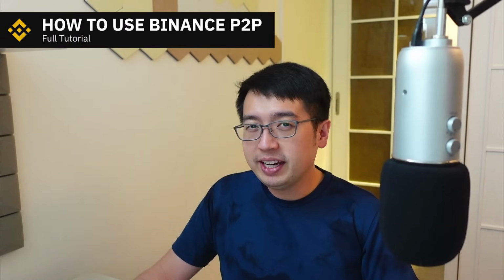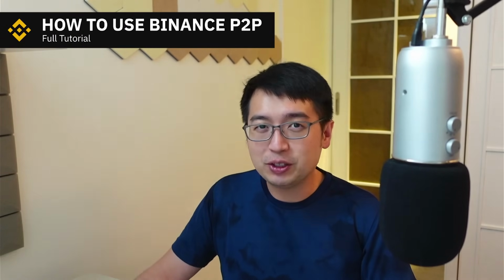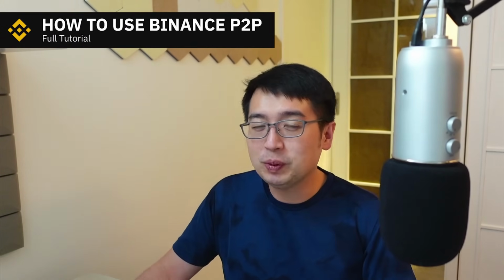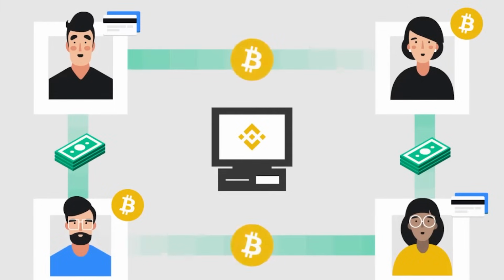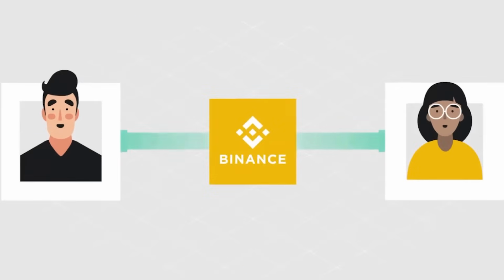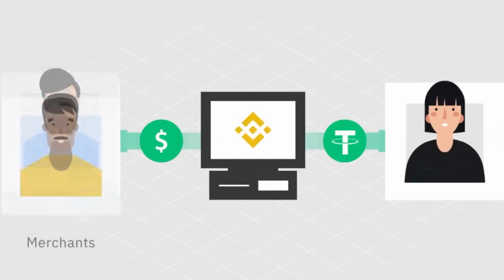How to use Binance P2P. That's peer-to-peer or person-to-person. You would be trading crypto directly with another person. So Binance would act as the escrow service, holding that crypto until the transfer is completed between bank accounts. And in this video, we're gonna walk through that entire process.